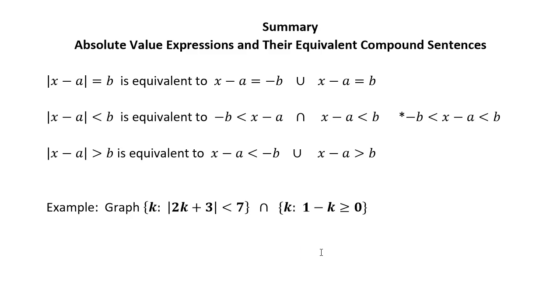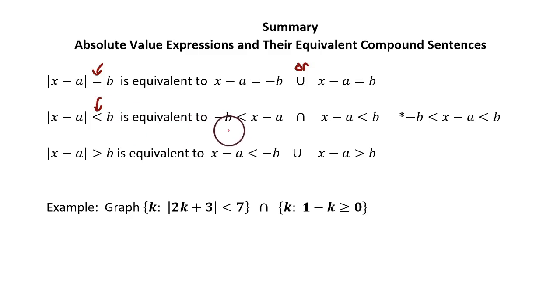Now that we have symbols for union and intersection, let's summarize the results from our 3 example problems about absolute value. An absolute value equation is equivalent to this compound sentence: X minus A equals negative B, union X minus A equals positive B. Ever see the word or written in the book? That means union.